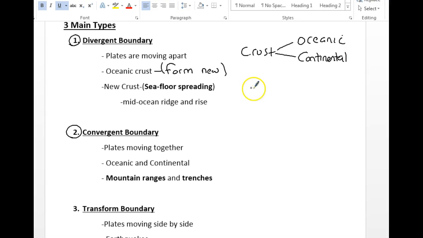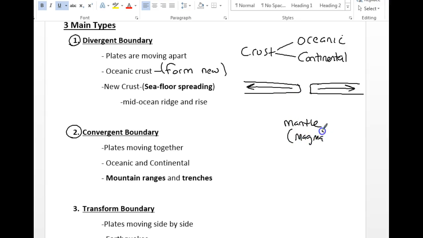Divergent, they're just going apart. So if we had a plate like this and a plate like this, and they're going apart, we know this is the crust, right? In here we have the mantle, and in the mantle is magma. If there's an opening and there's pressure under here, the magma is going to push out, and it's going to form mountains here. So as these plates are pushed apart, magma comes out and forms this mountain chain right here, and that's the mid-ocean ridge.